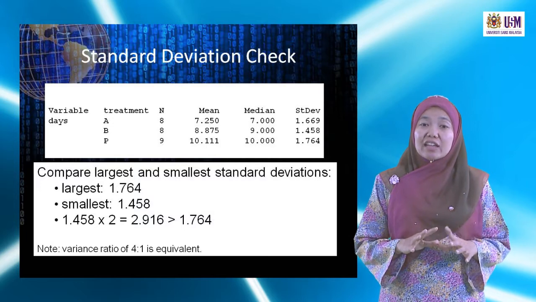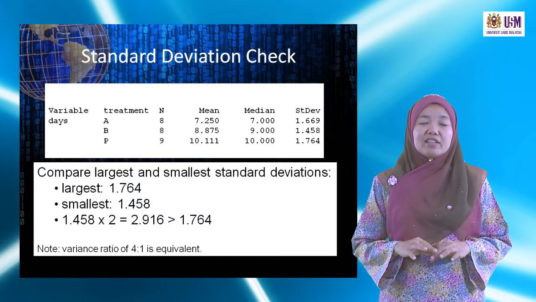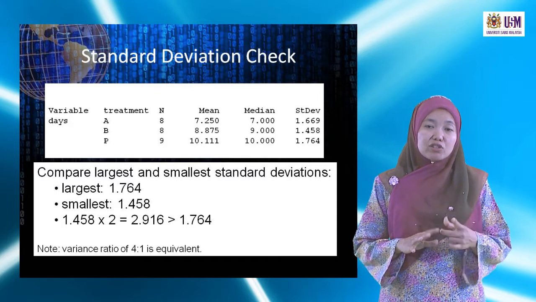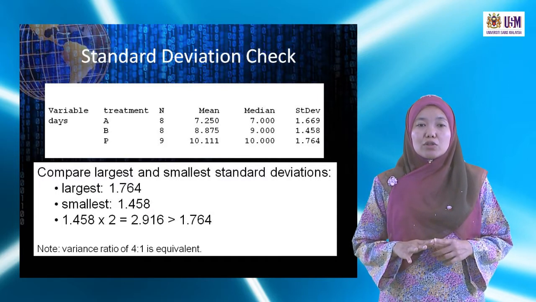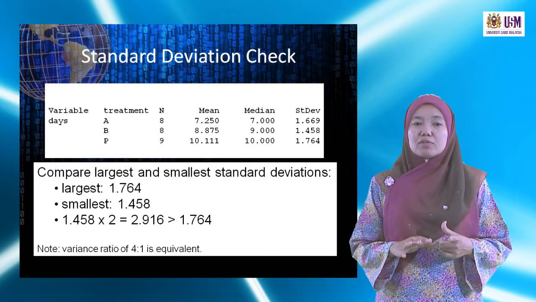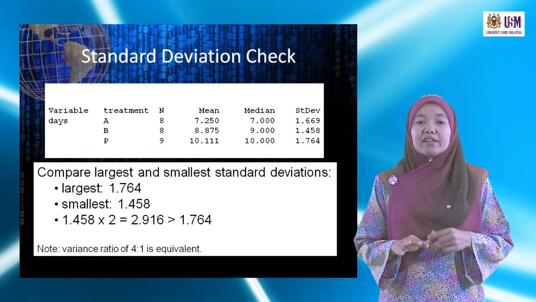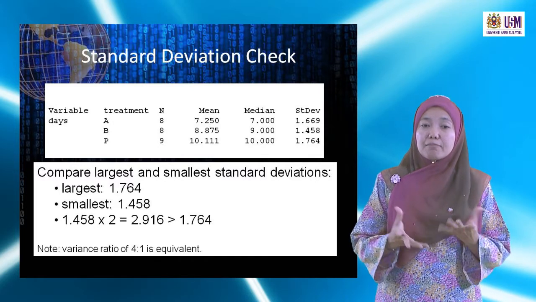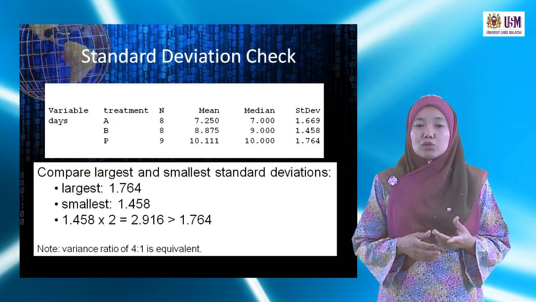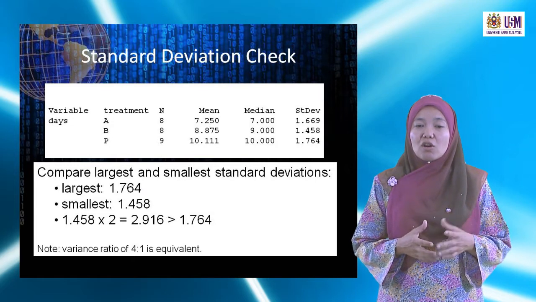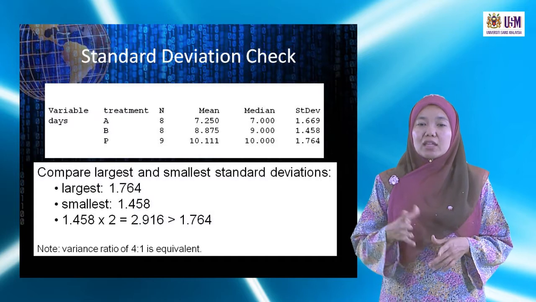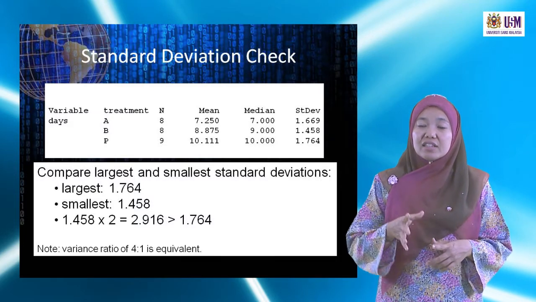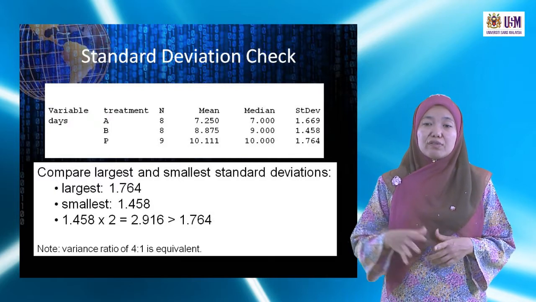So we are going to do the standard deviation check. This is in the case of doing real research. When it comes to exam questions, basically, you can skip this part. So you have the different treatments, treatment A, treatment B, and the placebo. The sample sizes are 8 and 8 for treatments A and B, while the placebo group consists of 9 samples. The mean and median are also given, the same as stated earlier, and now you have the standard deviations.